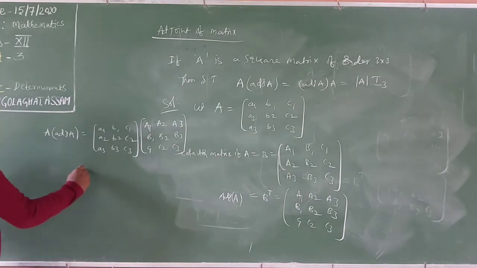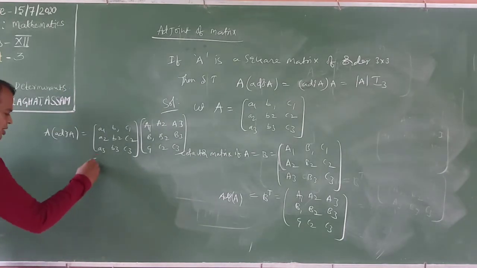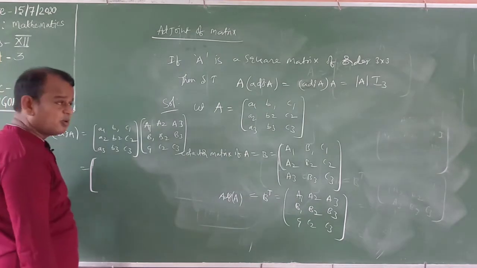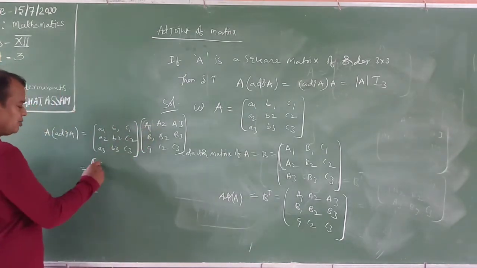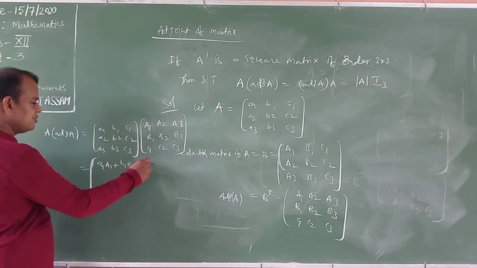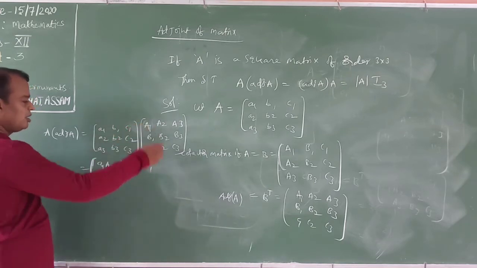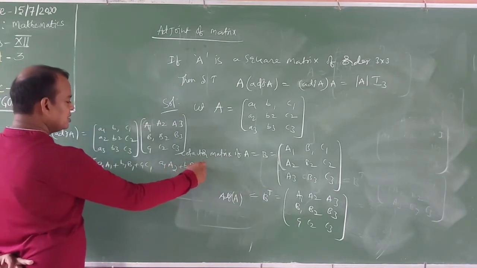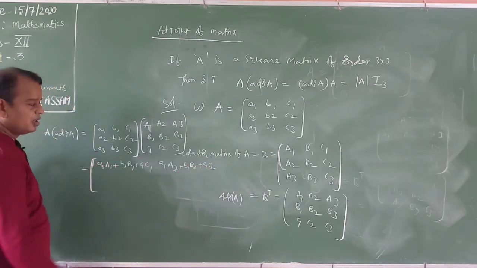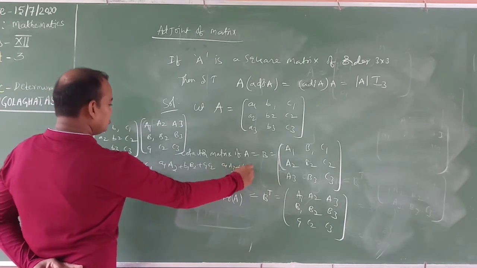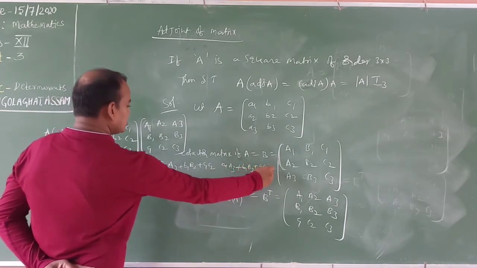Now, multiplying the square matrix: 100% multiplication is possible, no doubt at all in this one. Square matrix 3 by 3, same order, 100% matrix multiplication is possible. Row by column: A1A1 plus B1B1 plus C1C1. Next row by column: A1A2 plus B1B2 plus C1C2. Next: A1A3 plus B1B3 plus C1C3.